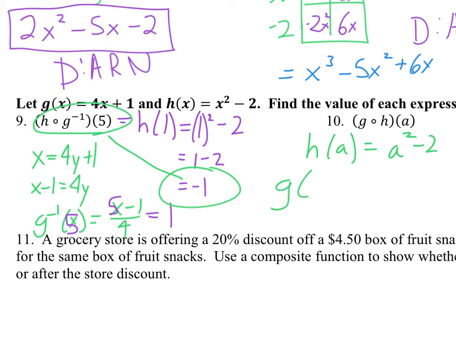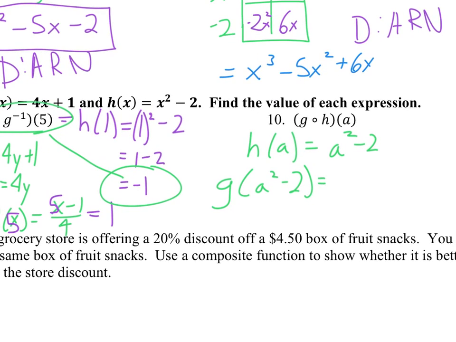So then we're finding g of a squared minus 2. Whoops, I said 3 and I wrote 2, a squared minus 2. So we just replace the x with a squared minus 2. So we would have 4 times a squared minus 2, plus 1. So that's 4a squared minus 8 plus 1.